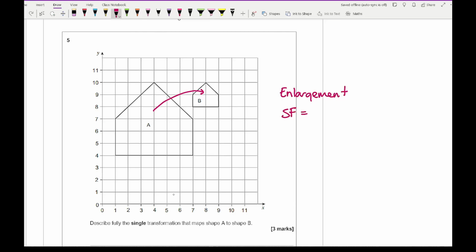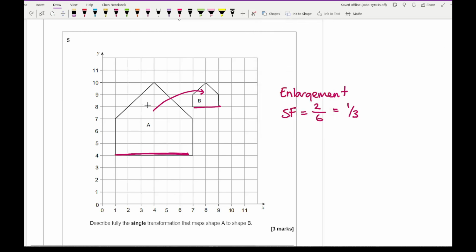So the next thing for me to then state is the scale factor. Now we're going from a big shape to the small shape, so it's going to be decreasing in size. So it's going to be a proper fraction. So it's going to be the new shape, which is 2, over the length of the corresponding side on the big shape, which is 6, which is a third. And the only thing that's left for me then to do is to find the center of enlargement.